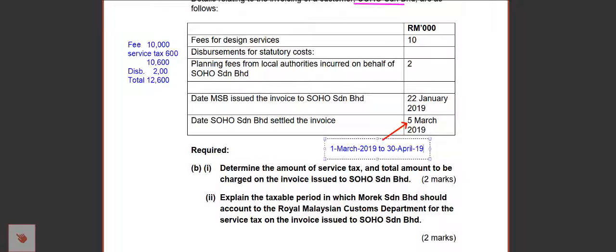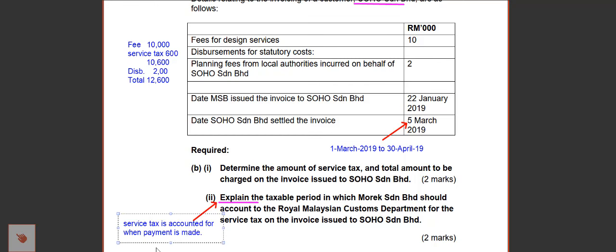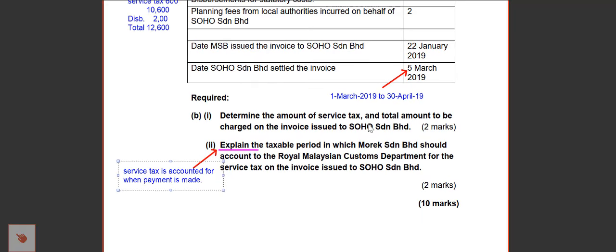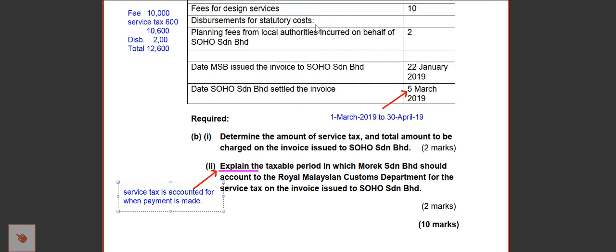Now, but again, the question says explain. So you must explain by saying what? You have to account for service tax when payment is made. I think that's good enough. It's only 2 marks, so I will not highlight the 12 months issue. Okay. All right. So that's one example that we had in December 2019.